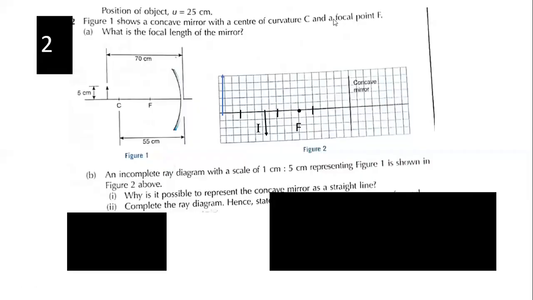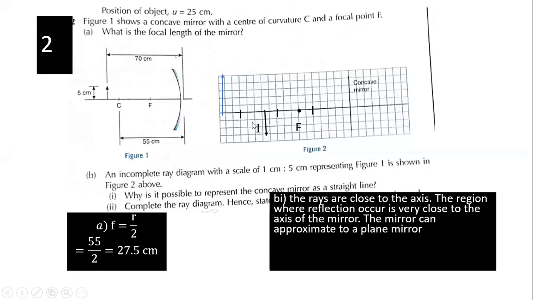What is the problem? First ray, right? The first part is just memorizing a formula. We are starting from there. We have been using this formula: radius over 2, 55 divided by 2 is 27.5. Then we use a straight line because this arc is very small compared to the radius of curvature, and the rays are very close to the axis. So basically, this is a straight line. That's the reason why we are using a straight line.